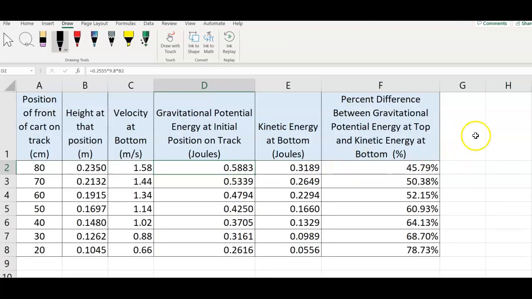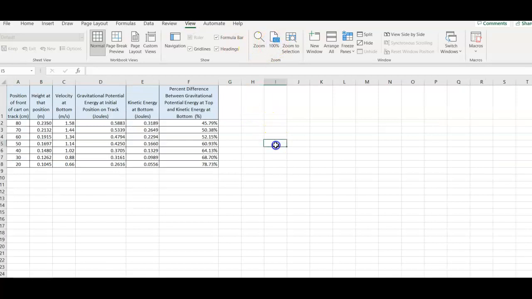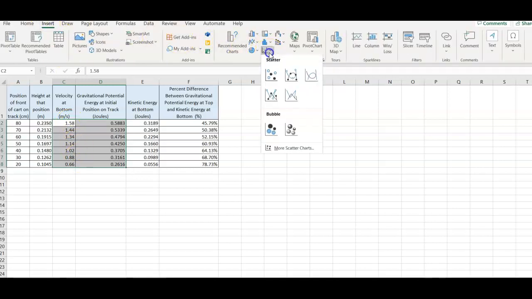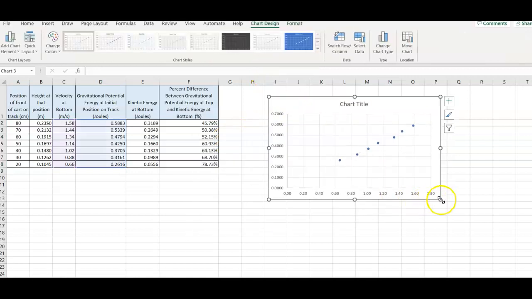And if you haven't already graphed this, I'm going to go back to just 100%, so I've got room to do the graph. But I want to highlight the numbers here in these two columns. The gravitational potential energy should be on the right-hand side. The velocity at the bottom should be on the left-hand side. When I've got those numbers highlighted, I'm just going to insert a scatter plot.